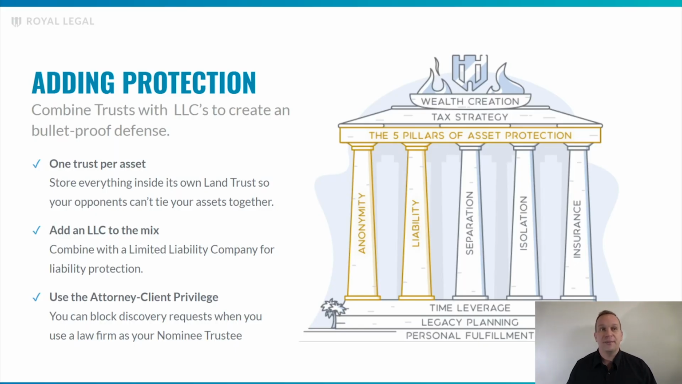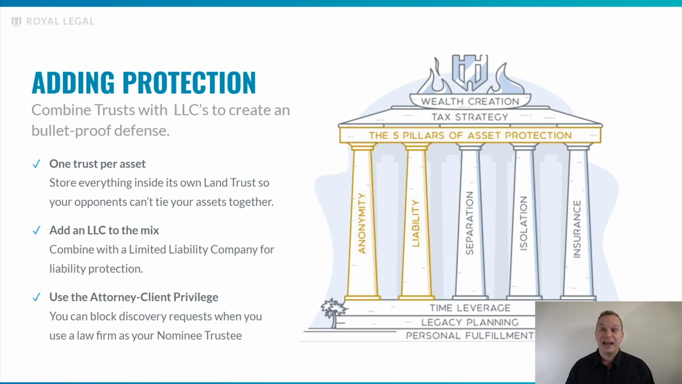And the way that we do that is we combine the trusts with LLCs to create this bulletproof type of defense. So you can see here inside of the Freedom Temple, the 5 pillars of asset protection show us that now we're talking about not just anonymity, which is the use of the anonymous trust, like a land trust, but also the liability protection, because that's the piece that the LLC gives us. And here what we're typically looking for is one trust per asset, and we're also typically looking at one limited liability company or one compartmentalized entity to provide the liability protection, as well as using the attorney-client privilege.